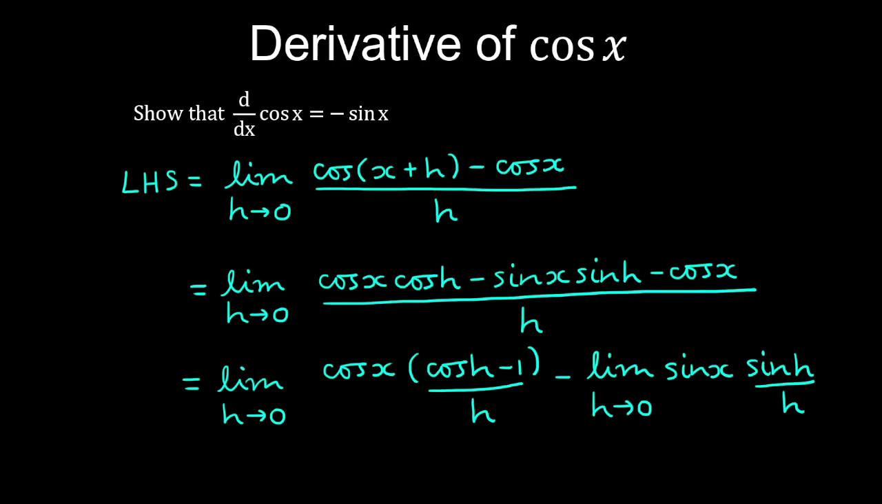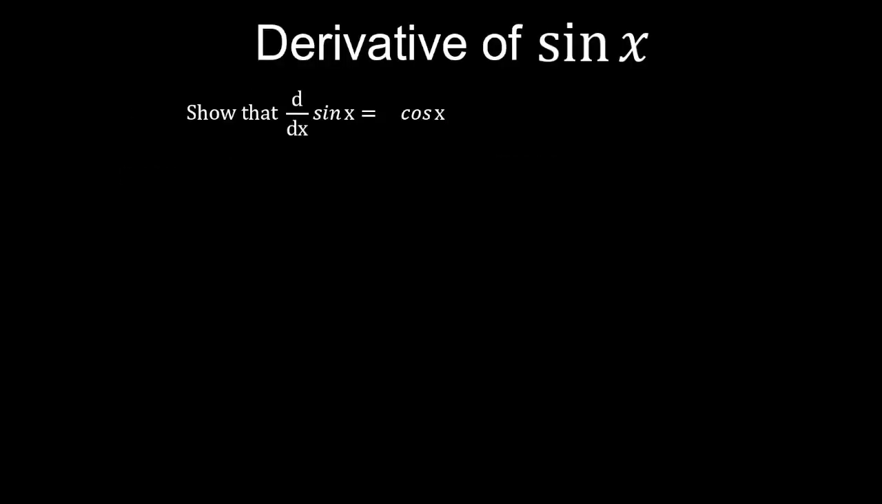So recall that this limit here evaluates to 0 as we've proven previously, and this limit here evaluates to 1. So therefore the derivative of cosine x is minus sine x. Let's prove the derivative of sine x, and there's another elementary derivative that we'll remember.